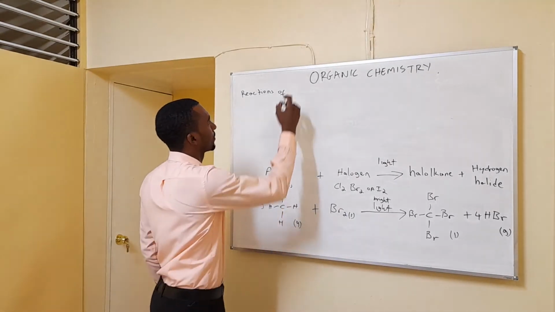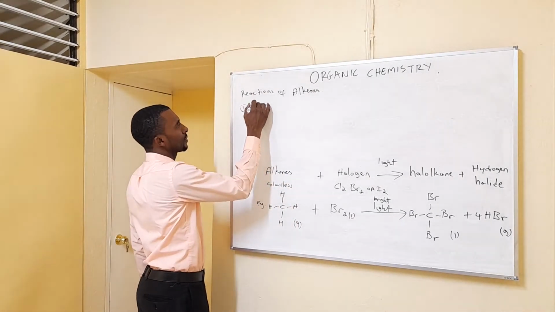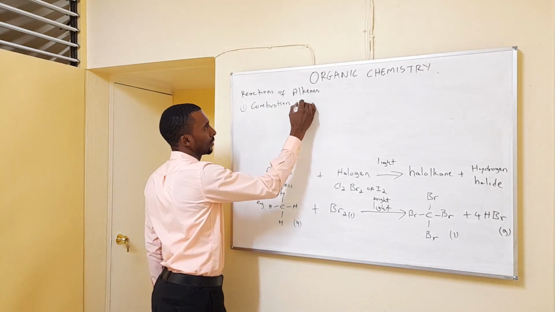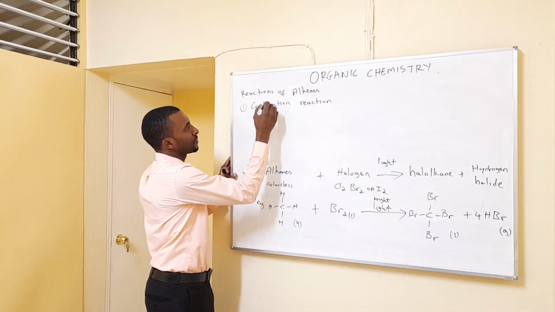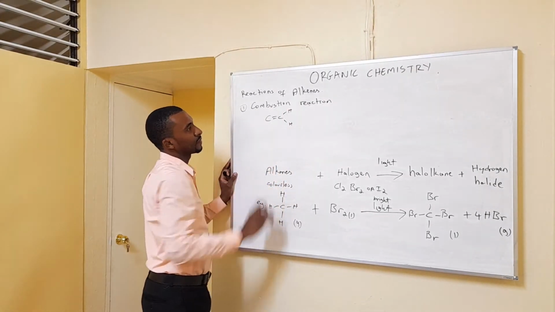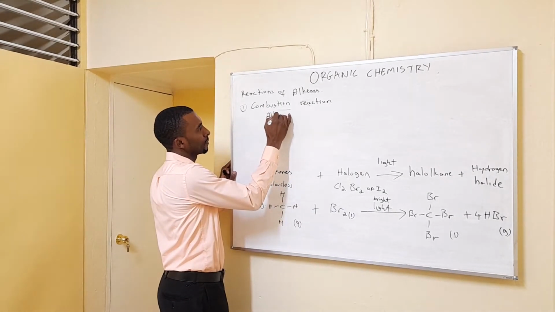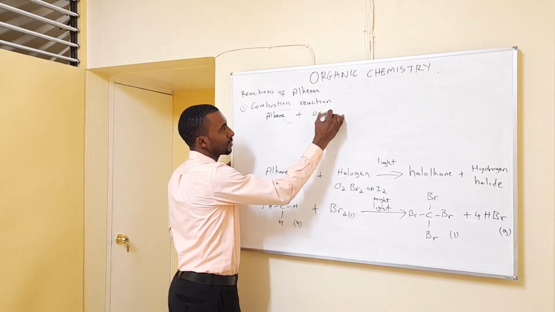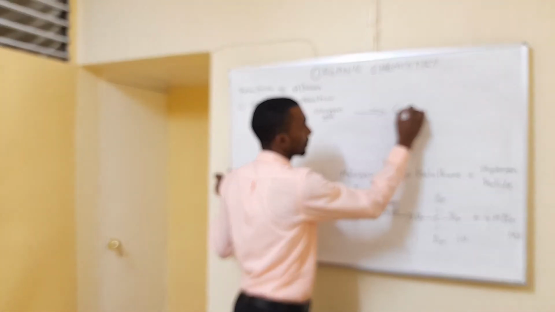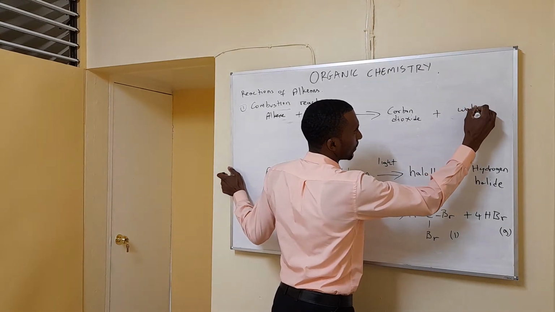So sometimes in the alkene, we have combustion. For example, the smallest alkene would be C double bond C. But the general formula is: alkene plus oxygen gas, which is O2, produces carbon dioxide plus water vapor, right?